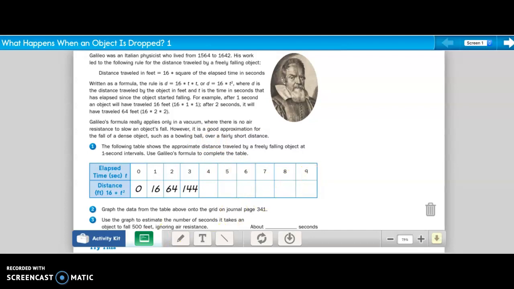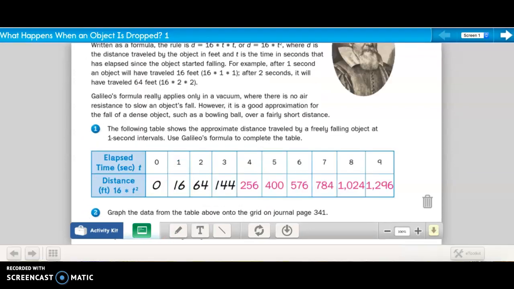Okay, so this is a good time to pause the video, see what you can get from that, and then come back to check your answers in a moment. Welcome back. If you've done that correctly, these are the values that you should have. For 4 seconds, it should have traveled 256 feet. 5 seconds, 400 feet.